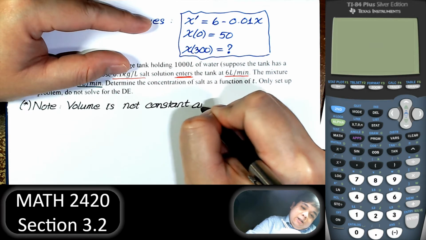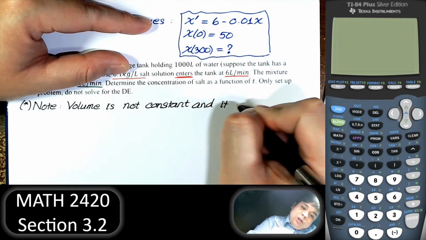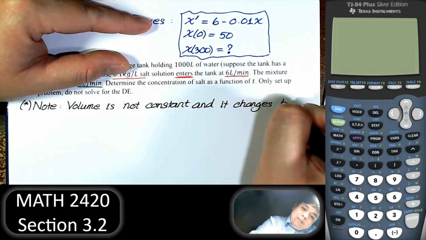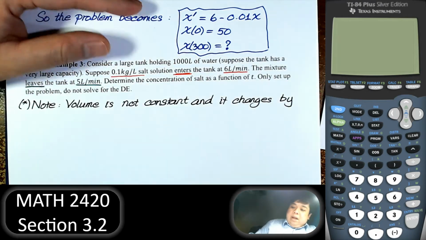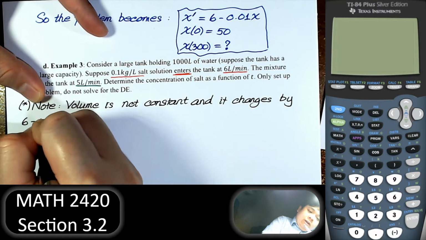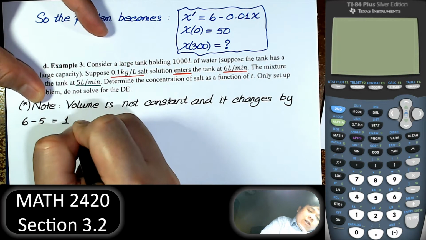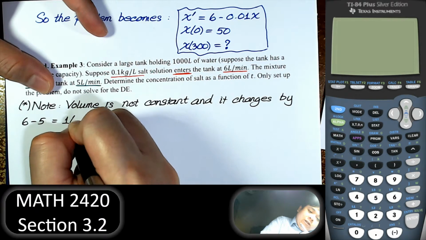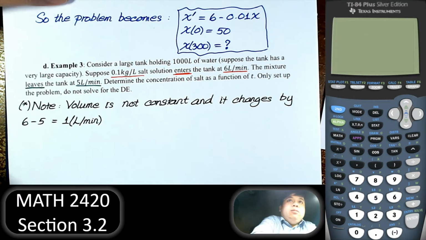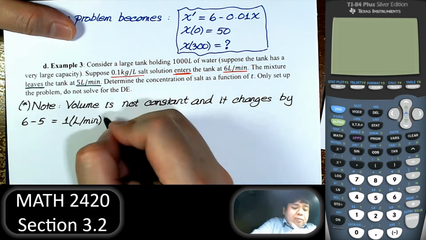And it changes by, so coming in is 6, coming out is 5. 6 minus 5 equals 1 liter per minute. Easy to do that, right?